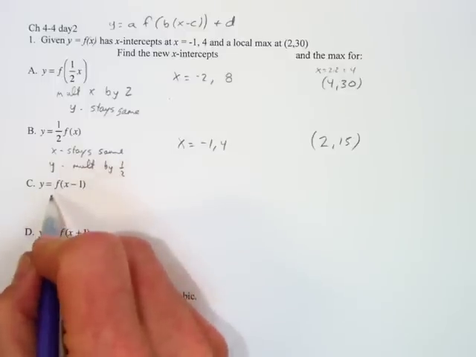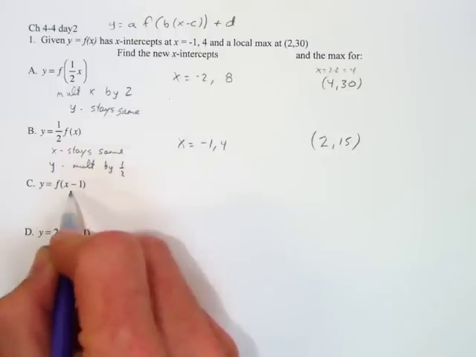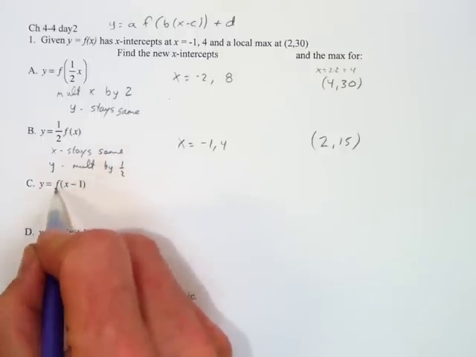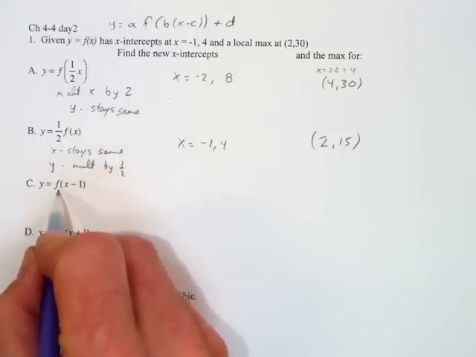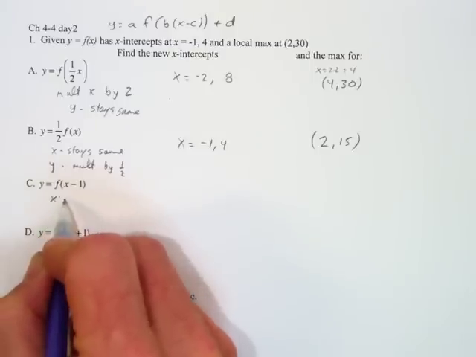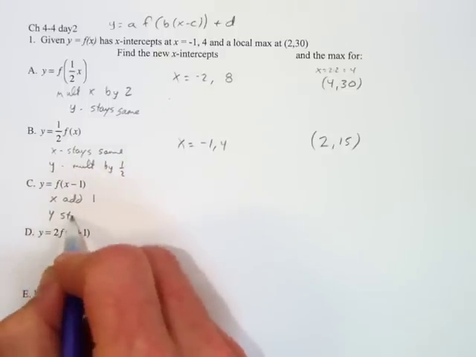What's being affected, x or y? The x's, and we're subtracting a number, so we're looking at 0 as our goal here. What would we plug in to get 0? It would be 1. This shifts the original f of x graph 1 unit right. So at x, we add 1, and then y stays the same.